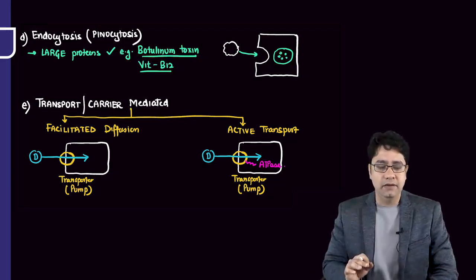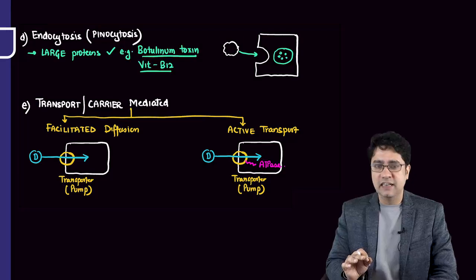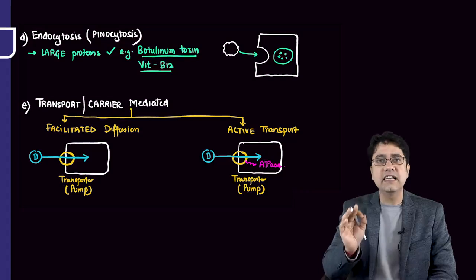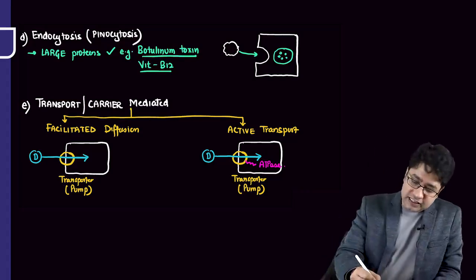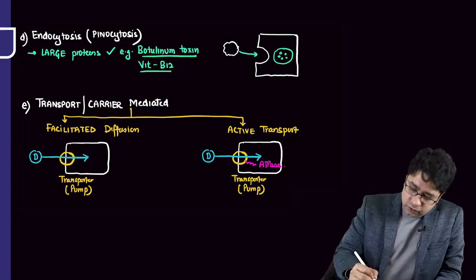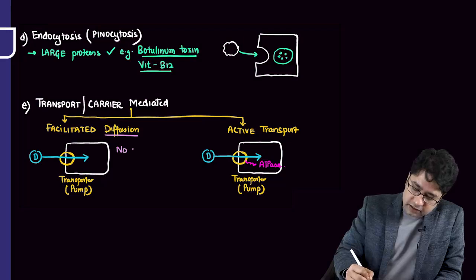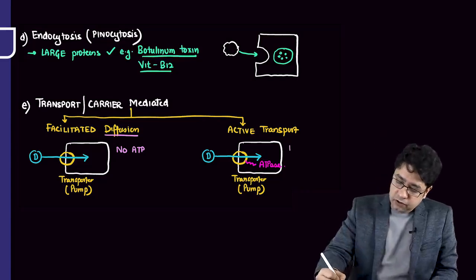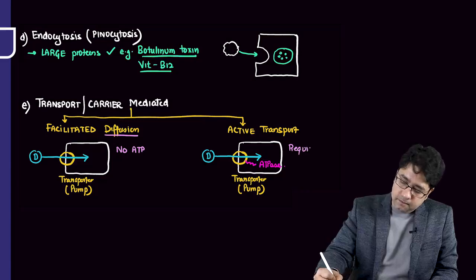Now, can you tell me which process among these two requires ATP? Yes, it's active transport. In facilitated diffusion, as you can see, the word diffusion is coming. Here, no ATP is required, so it does not require energy. And active transport requires ATP.